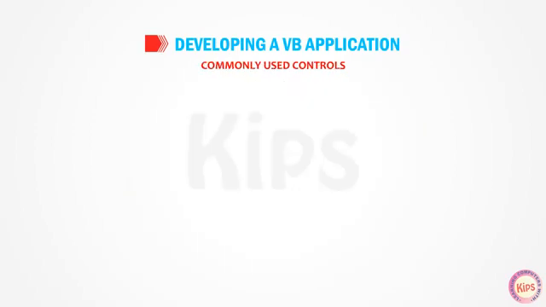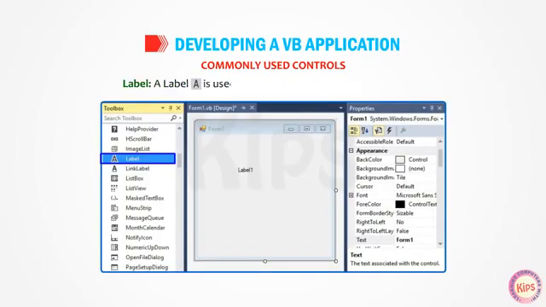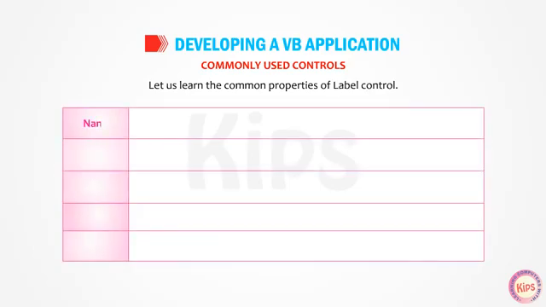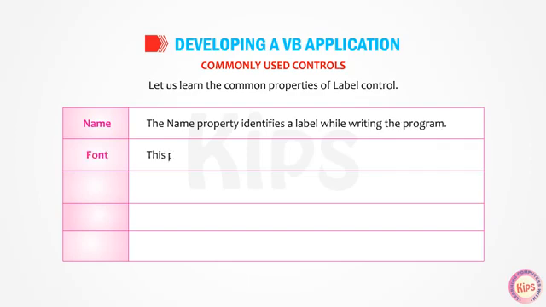Commonly used controls. Label. A label is used to display descriptive text for a control. Let us learn the common properties of label control. Name. The name property identifies a label while writing the program. Font. This property sets the font size, font style, etc. for the label.